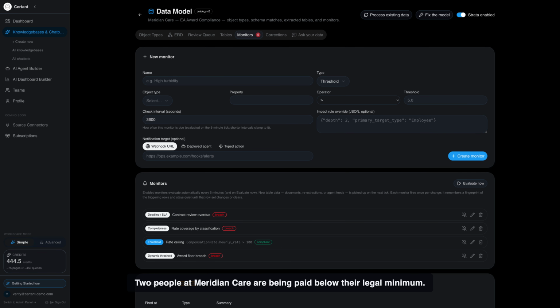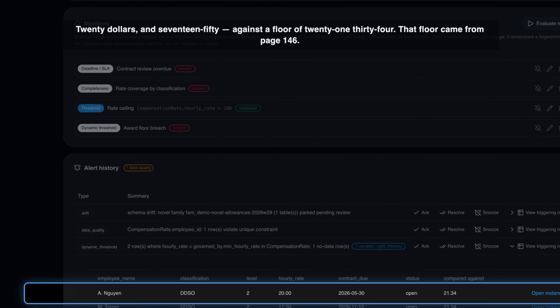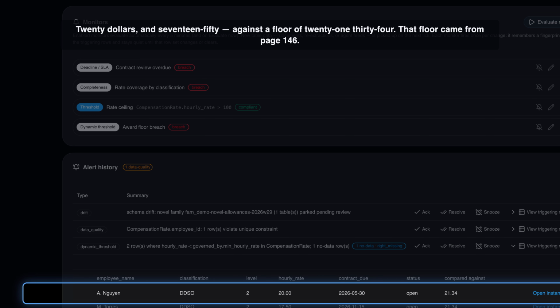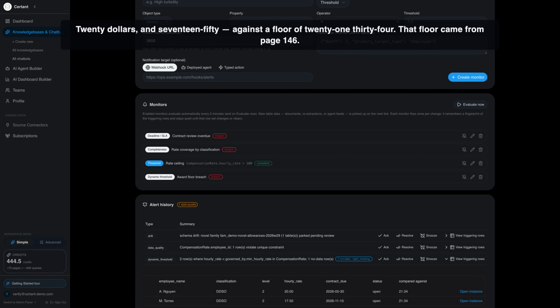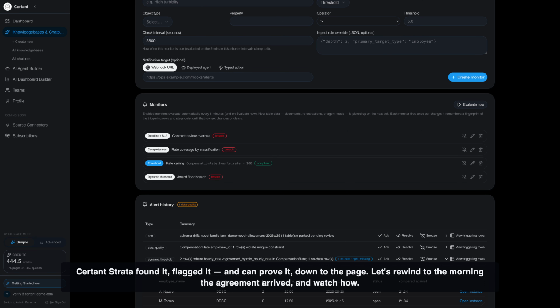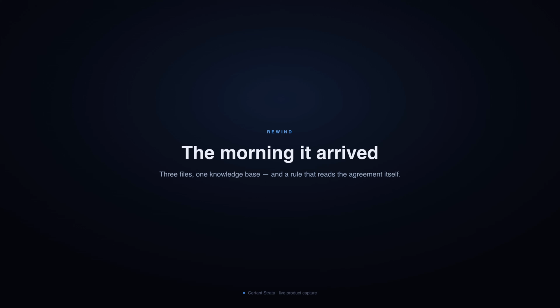Two people at Meridian Care are being paid below their legal minimum. $20 and $17.50 against a floor of $21.34. That floor came from page 146. Certain Strata found it, flagged it, and can prove it down to the page. Let's rewind to the morning the agreement arrived and watch how.